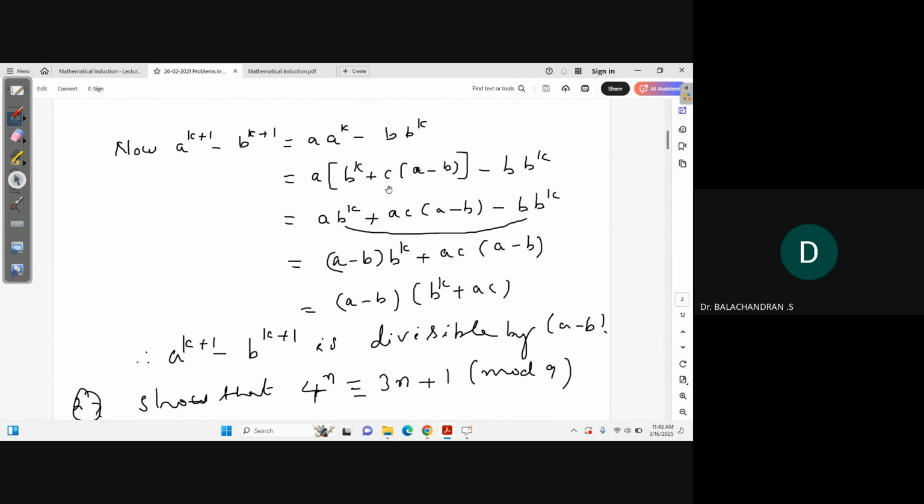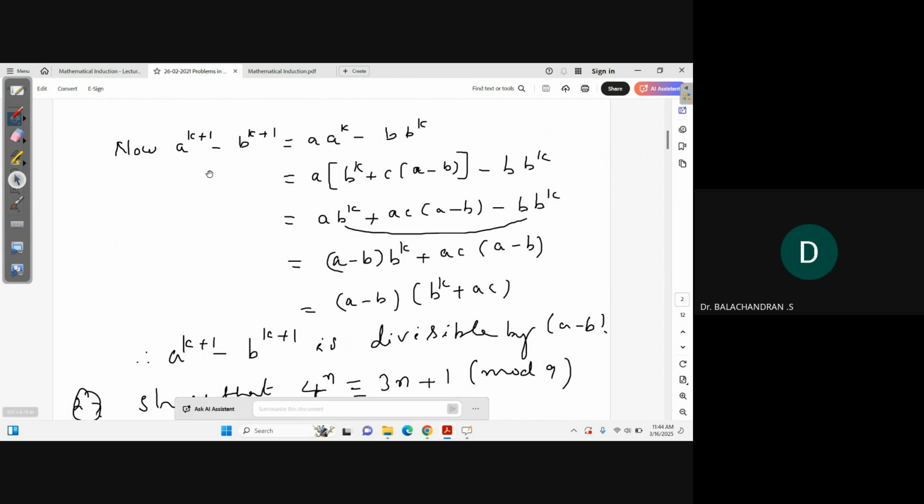So now multiply: a into b power k plus ac into a minus b, minus b into b power k. In these two terms, b power k is common, so a minus b into b power k plus ac into a minus b. Here a minus b is common. If I take a minus b, what is remaining? b power k plus ac. So from this, you will get a power k plus 1 minus b power k plus 1 equal to a minus b into b power k plus ac.